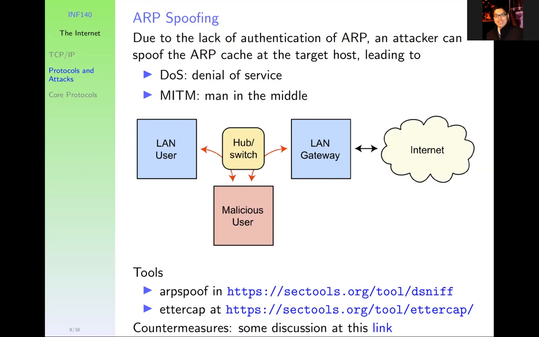But the problem is that if there's an attacker sitting in the local area network and it learns the gateway router's IP address and MAC address, it constantly sends out these broadcasting frames to the network, mentioning, okay, the MAC address for the router's IP address is here. It's like this malicious user.